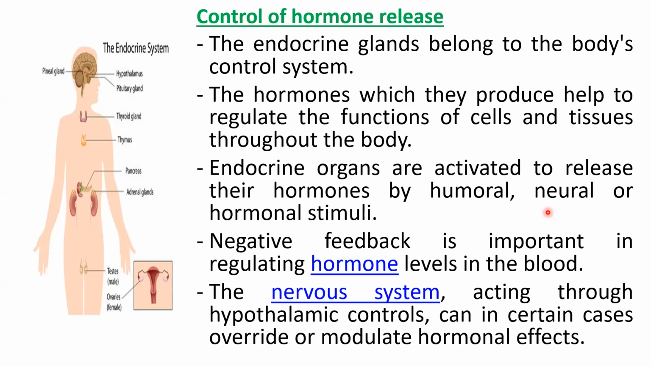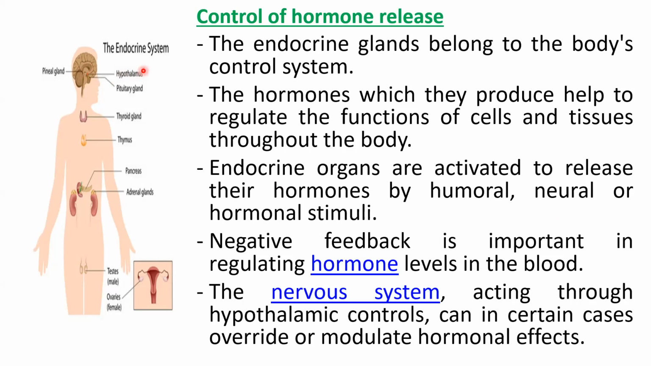Then the nervous system acting through hypothalamic controls can in certain cases override or modulate hormonal effects. So as I told you, the nervous system acts through hypothalamic controls. As I told, the region of the brain present here, you can see in the picture. In this picture, you can see that this is the region of the hypothalamus.